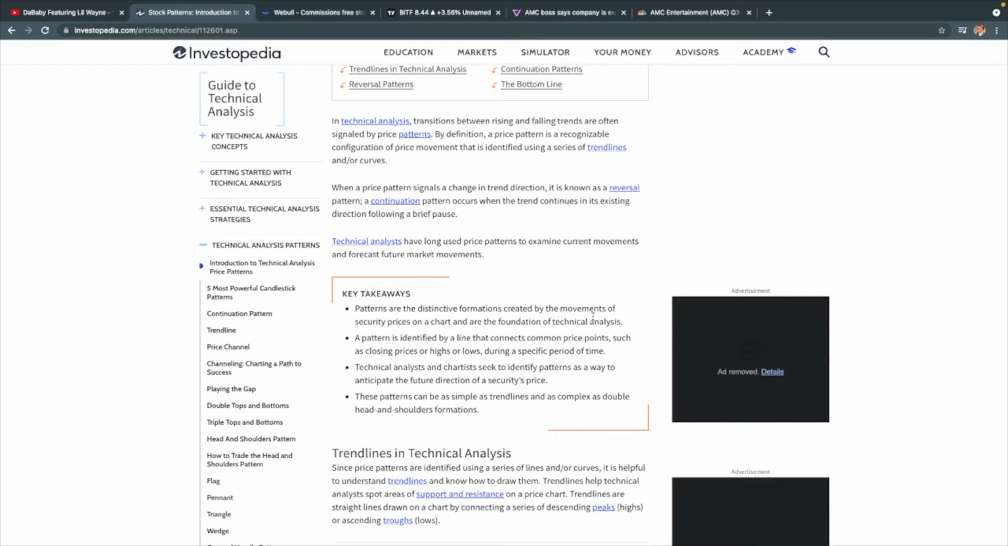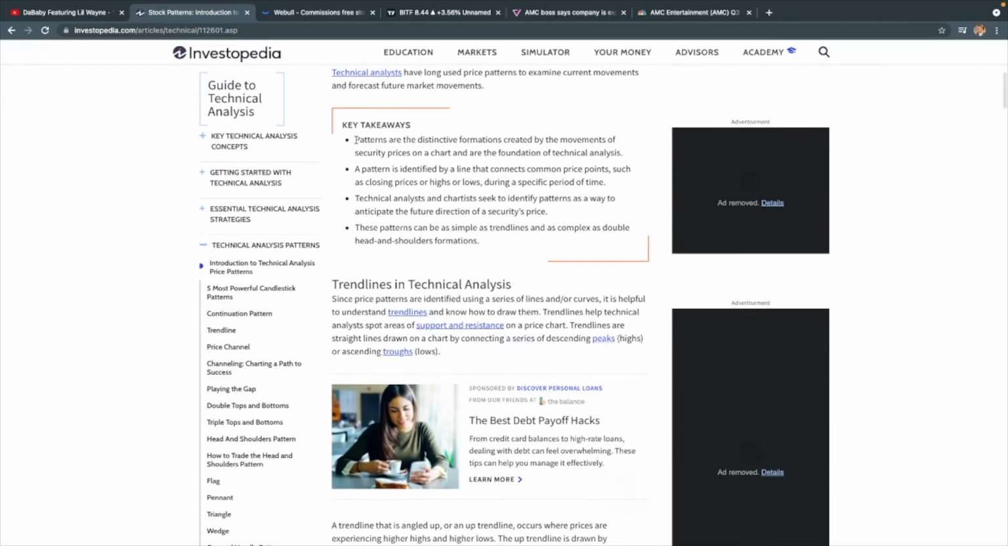I have used a lot of this stuff over and over on different charts. Once I get into a new stock and we have a blank chart, I will start charting. That's why it's good to learn this stuff, so you can move along with me and see what I'm talking about. Some key takeaways: patterns are distinctive formations created by the movements of security prices on a chart and are the foundation of technical analysis. A pattern is identified by a line that connects common price points, such as closing prices, highs, and lows during a specific period of time.